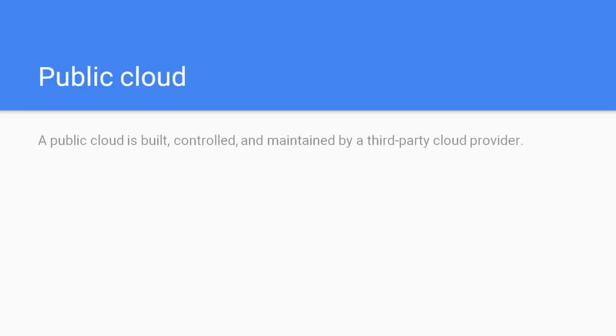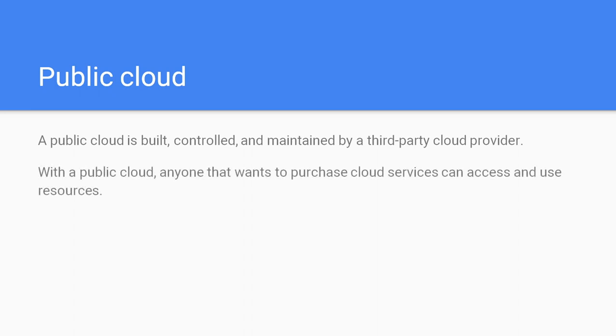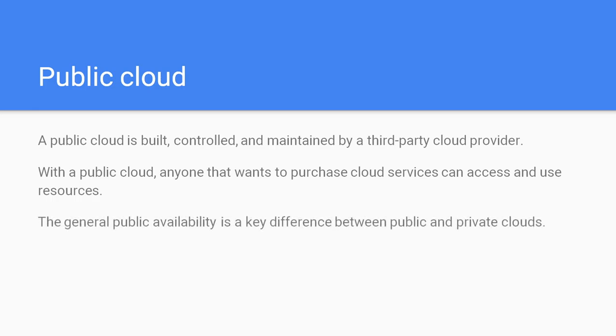Public cloud. A public cloud is built, controlled, and maintained by a third-party cloud provider. With public cloud, anyone who wants to purchase cloud services can access and use resources. The general public availability is a key difference between public and private clouds.